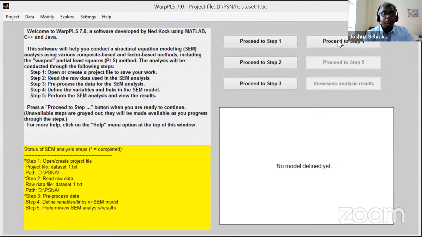Let's go to creating the third latent variable. I'm going to call this one information flow, INF. So my variables are these. I'm going to add these. So 6 variables which are going to explain my information flow. Save the latent variable. So I have saved it, information flow.